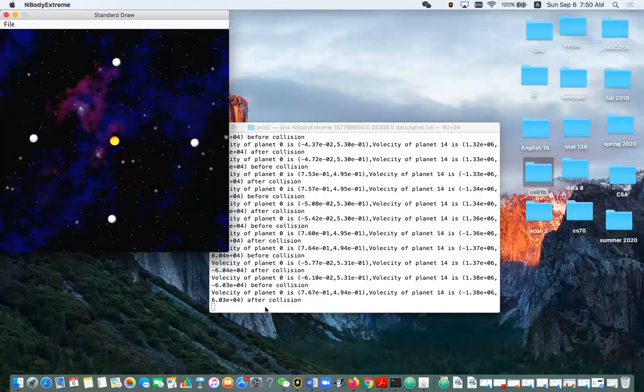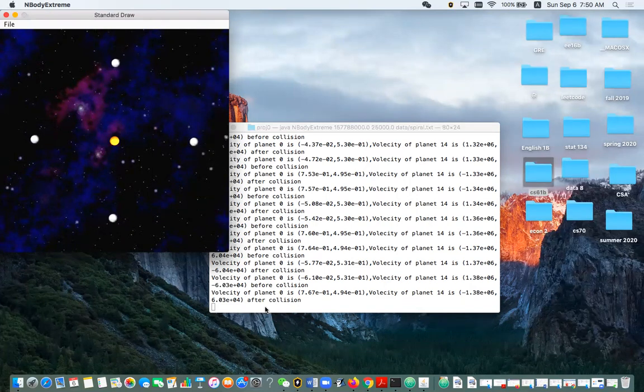When they collide, their velocities will change according to the physics formula. Here, I use the formula of post-collision, which is a physics formula, so that v1 prime, for example, equals v1 times (m1 minus m2) plus 2 m2 v2, divided by their sum of masses. And the same idea applies to the other planets.